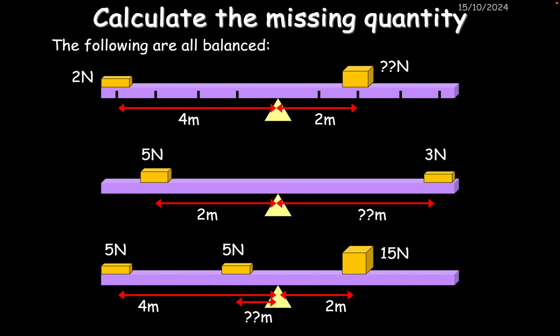So then now that you know how to calculate turning effects clockwise and anti-clockwise, can you calculate the missing quantity? In this case, the weight on the right hand side. So I'm going to give you a little bit of time to think about it.